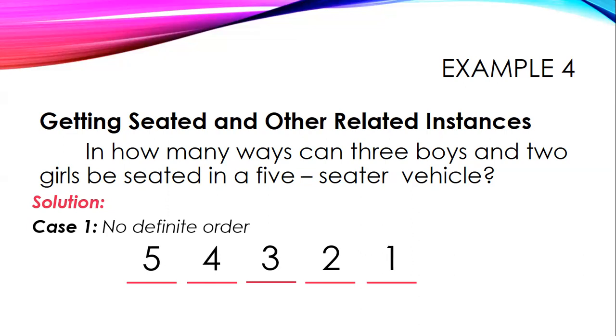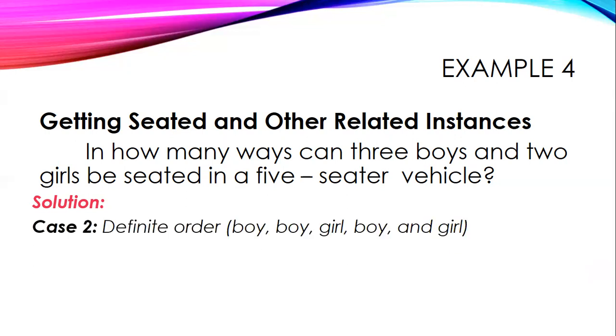So to get the ways that three boys and two girls can be seated in a five-seater vehicle, we need to apply the multiplication principle of counting. Let's multiply 5 times 4 is 20, times 3 is 60, times 2 is 120, times 1 is 120. So we have 120 ways that three boys and two girls can be seated in a five-seater vehicle. Next, case number 2, definite order.